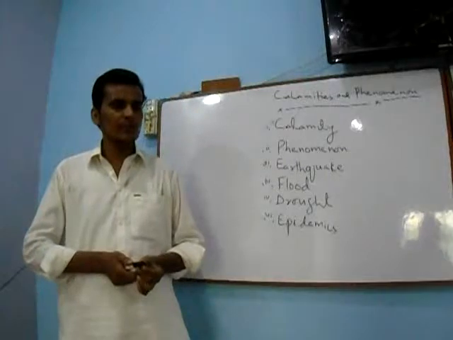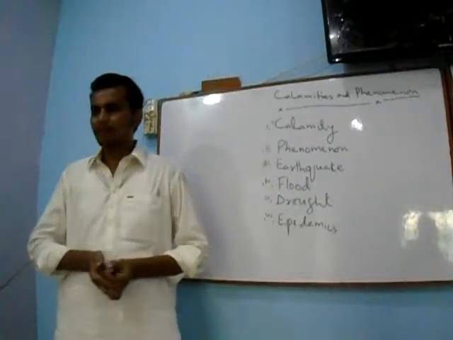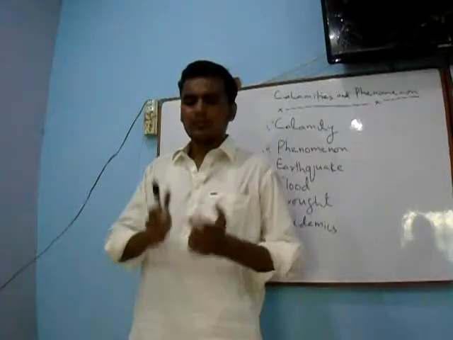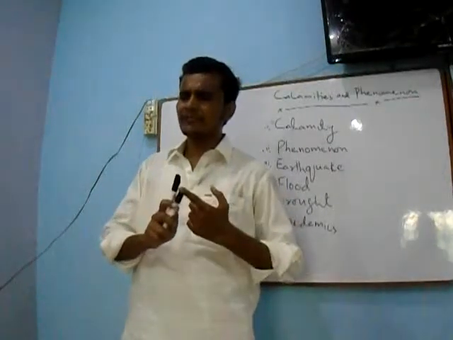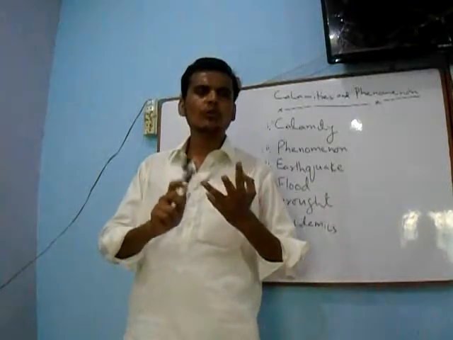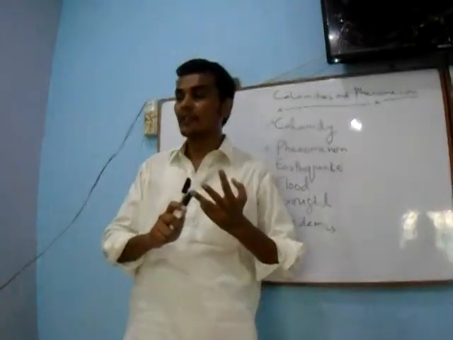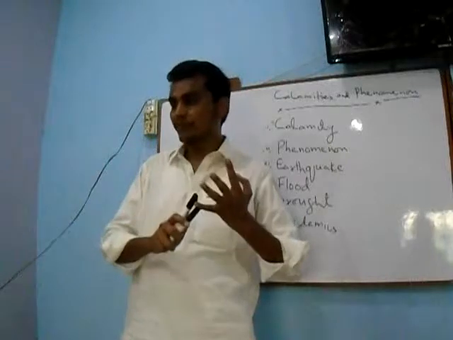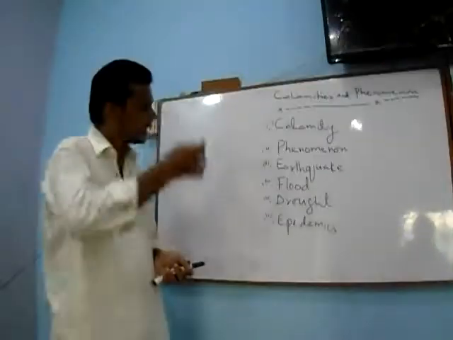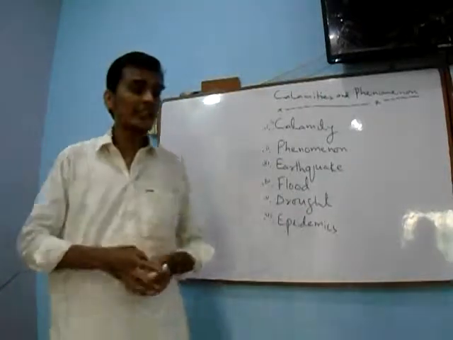Now I would like to tell you the worst earthquakes that struck Pakistan. It was in 1935, then in 1974, then in October 2005, then in 2013 that earthquakes struck Pakistan. Then we have the flood. Now what is the definition of the flood?